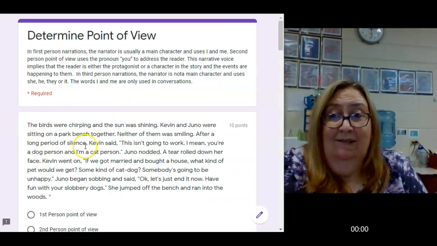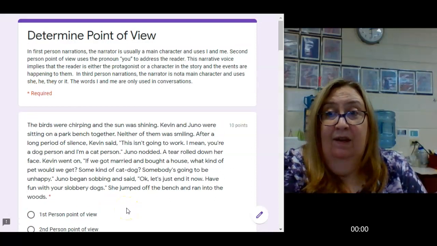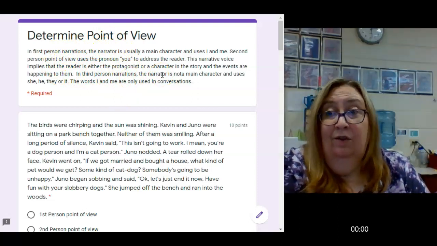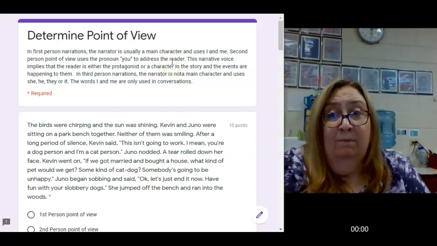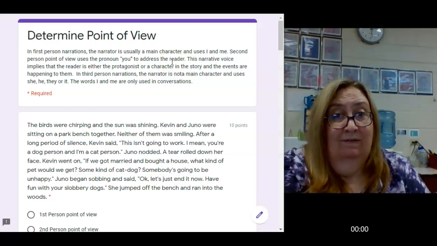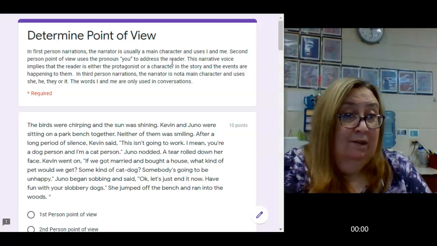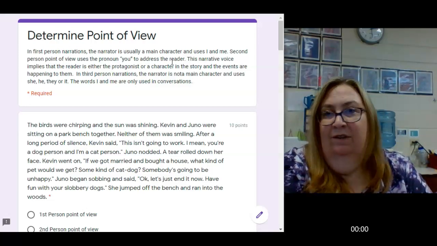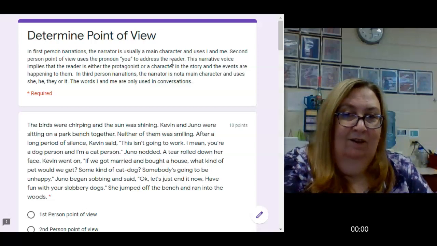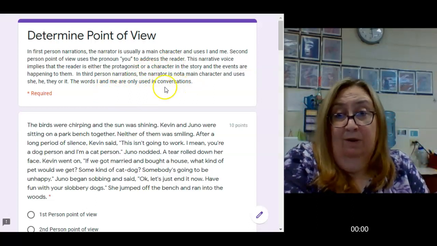Today you're going to be looking at 10 different passages, and you need to tell me if they're first person, second person, or third person point of view. Here at the top in the directions, I haven't really given you directions, I've given you reminders. So let's look. In first person narrations, the narrator is usually a main character and uses I and me. Second person point of view uses the pronoun you to address the reader. That narrative voice implies that the reader is either the protagonist or a character in the story, or the events are happening to you, like I'm telling you what to do to follow directions and have the events happen to you. In third person narrations, the narrator is not a main character and uses she, he, they, or it. The words I and me are only used in conversation, they're only used in dialogue, so in those quotation marks.